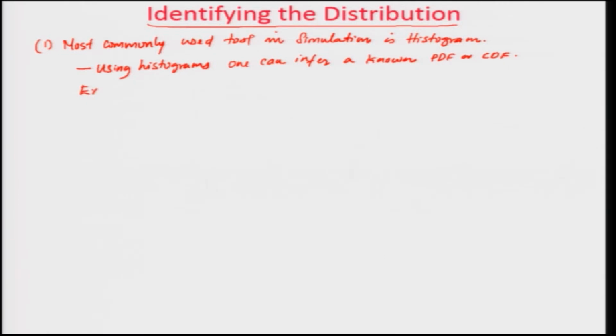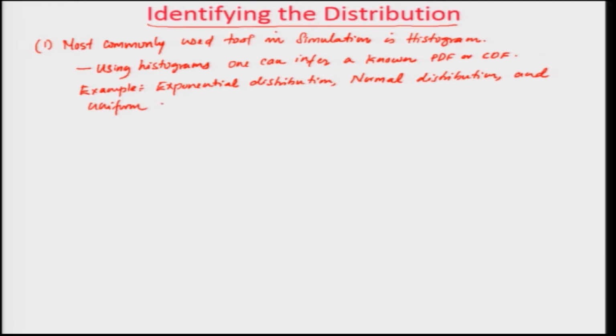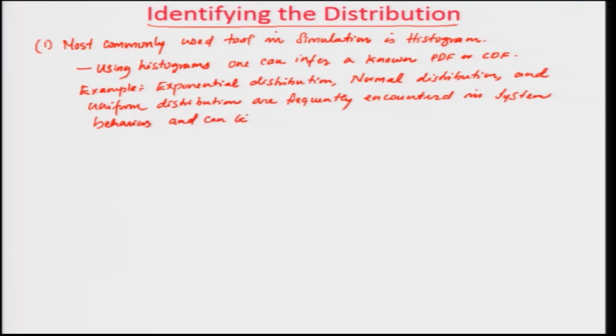Example. Exponential distribution, normal distribution, and uniform distribution are frequently encountered in system behaviors and can be easily identified.